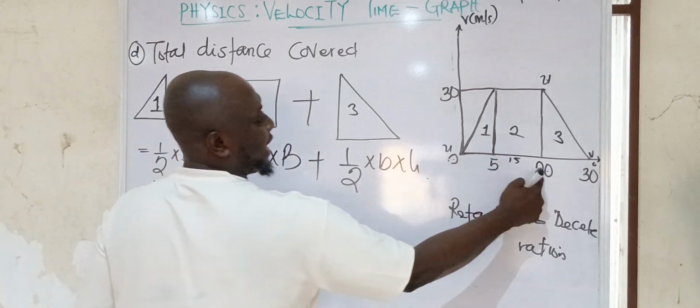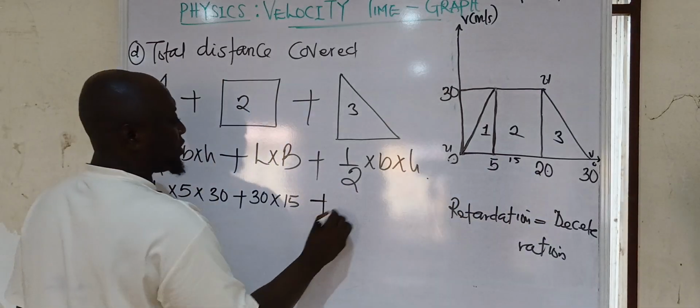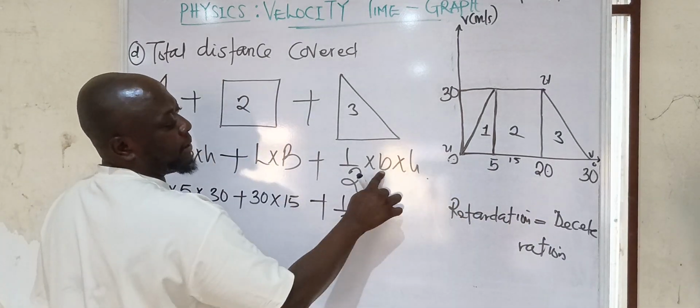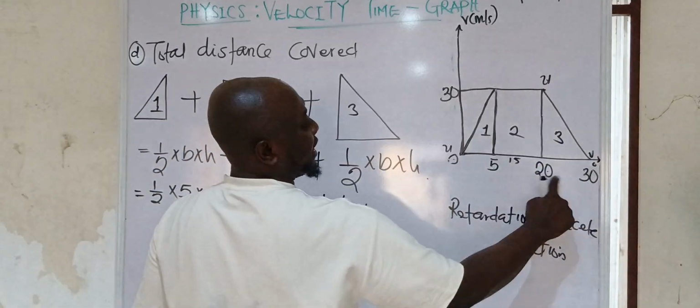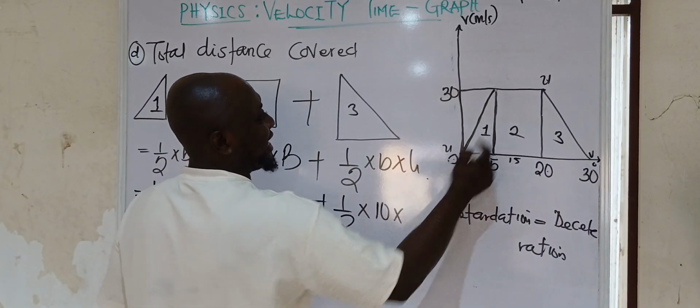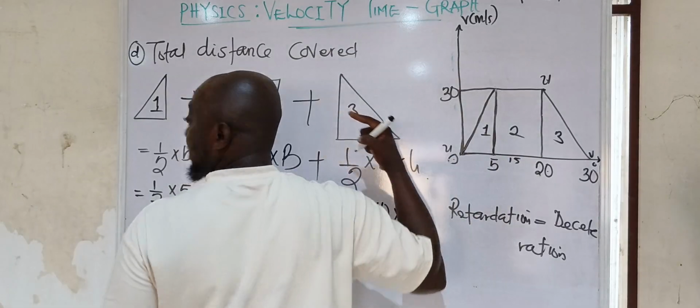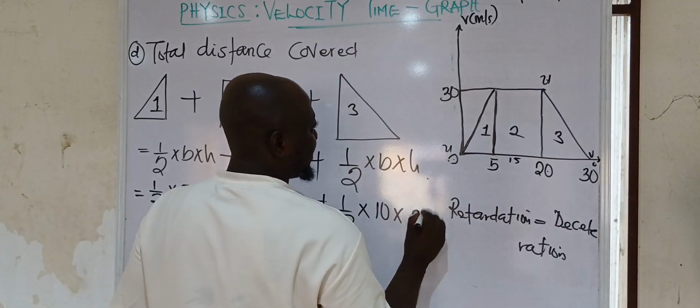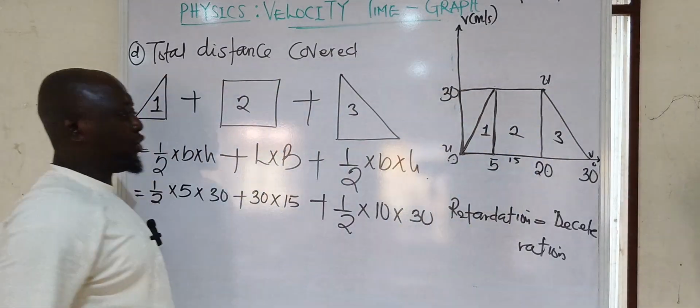The base, that's this minus this. So plus, I have the base of this one here, this minus this, that's what you do. This minus this will give us 10 times the height. The height is 30. This is what we share here.